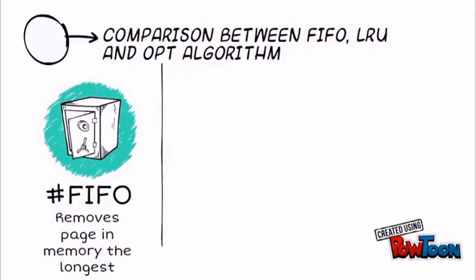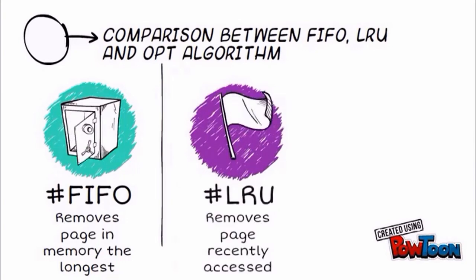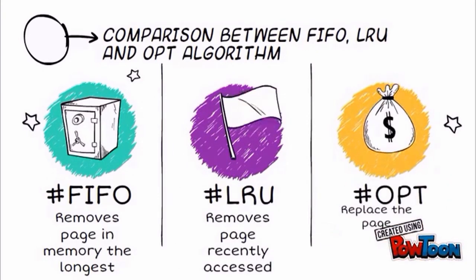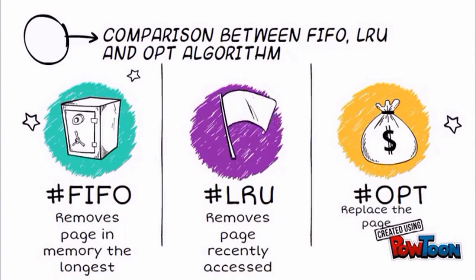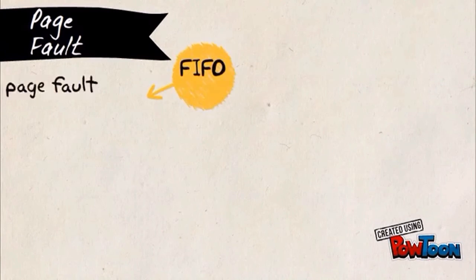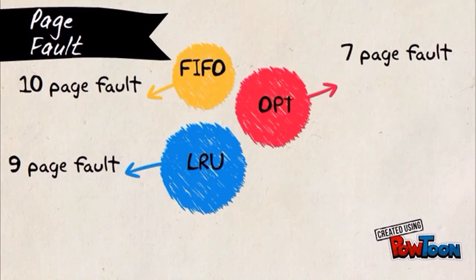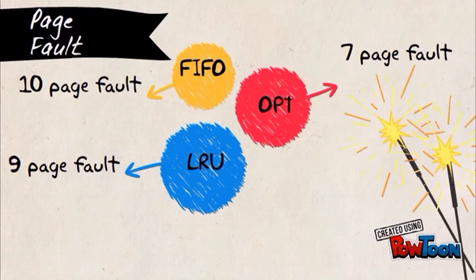Comparison between first in first out, LRU, and OPT algorithms. First in first out removes the page that has been in memory the longest. LRU removes the page that was least recently used, while OPT replaces the page that will not be used for the longest period of time. Using the same reference string, first in first out has 10 page faults, LRU has 9 page faults, while OPT has 7 page faults.